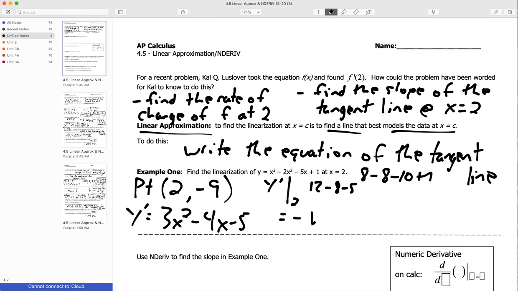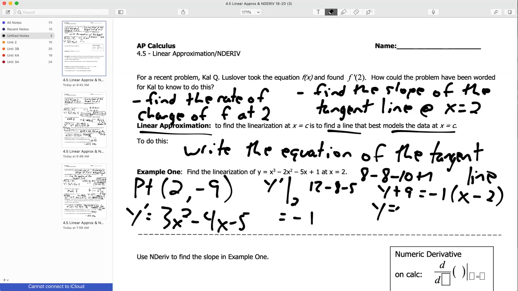So I have my slope, I have my point. So now I'm going to write the linearization, which is just, you can either write it in point slope form or you can write it in y-intercept form. So I'm going to write it in point slope form to start. So I've got y minus my y value, which is negative 9. So that will be plus 9. And that's equal to negative 1 times x, and then I need to plug in my x value, which is 2. So minus 2. So I could leave it like that in point slope form for my linearization, or I could write it in slope intercept form.